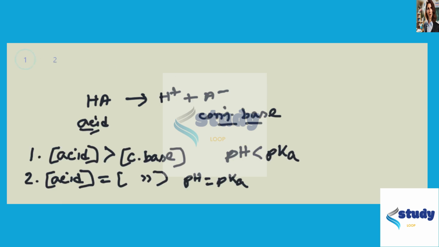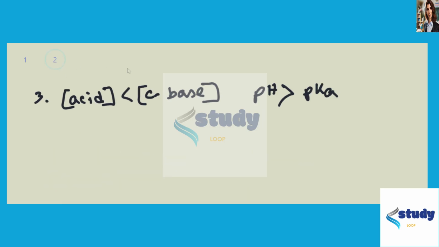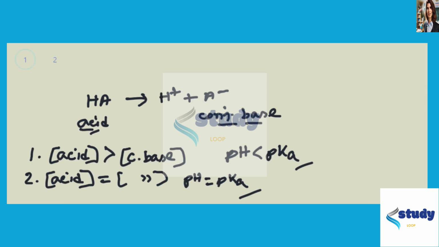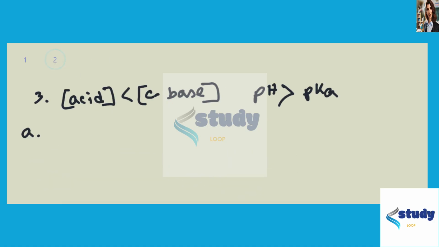So we have to remember these three rules while answering the problems. In the first one, we have 0.1 mole HA and 0.05 mole A minus. Since both of them are in 1 liter solution, the greater number of moles will have greater concentration. Since the acid's number of moles, 0.1, is greater than 0.05, we have the acid concentration higher than the base. That means in this case pH will be less than pKa.